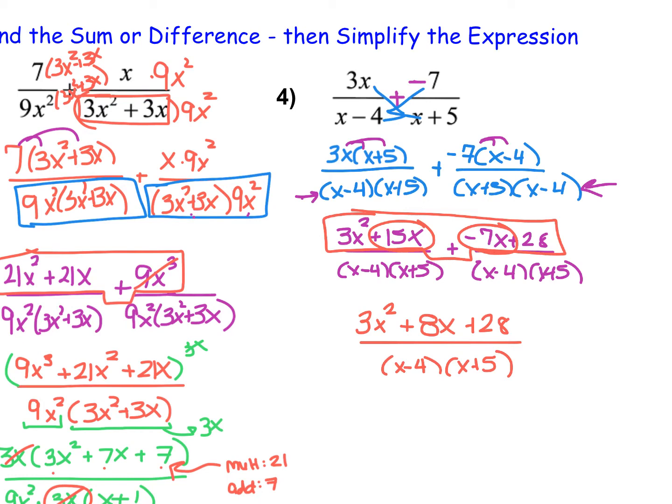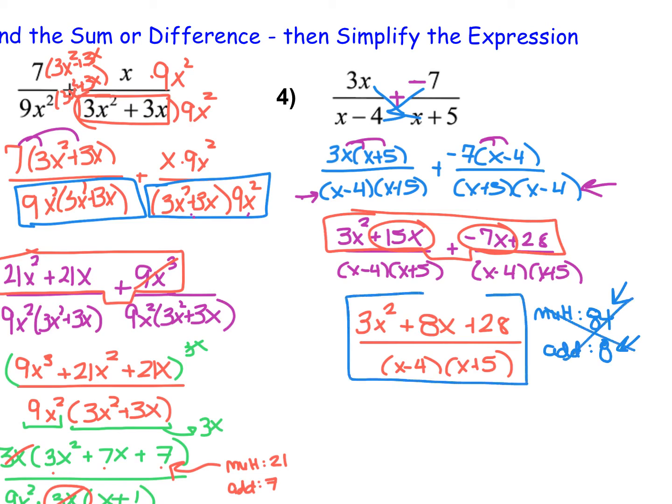And if I look at the ABC method, I would need to multiply a times c. So 3 times 28 would be 84. So I need two numbers that multiply to 84 but add to 8. And there really aren't two numbers that do this. 8 is so small, and I would need two numbers that multiply to 84, and that's so large. And because of that, I know that I can't factor this further, and this is my final simplified answer.